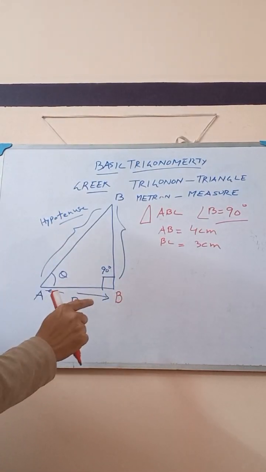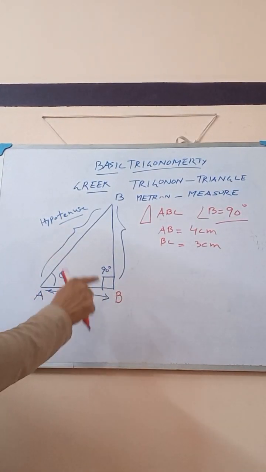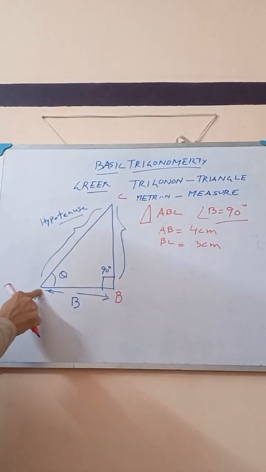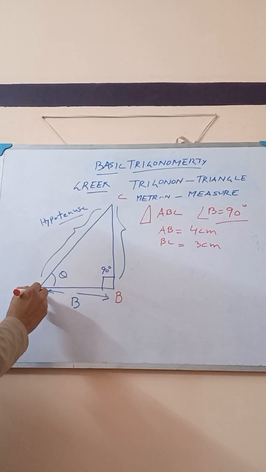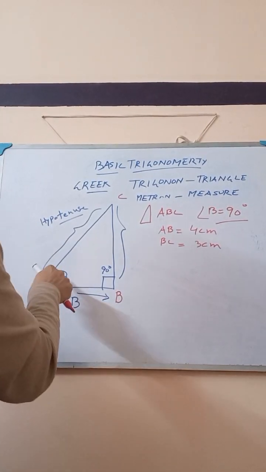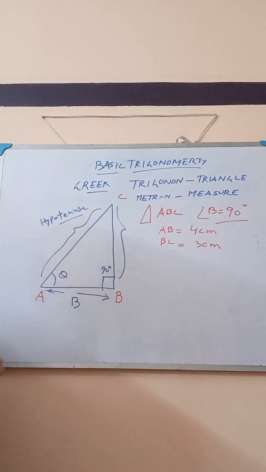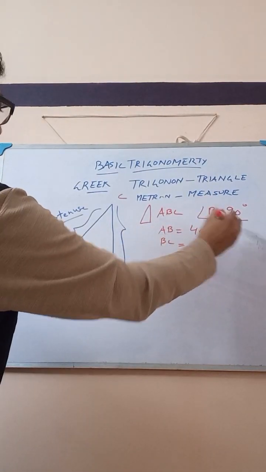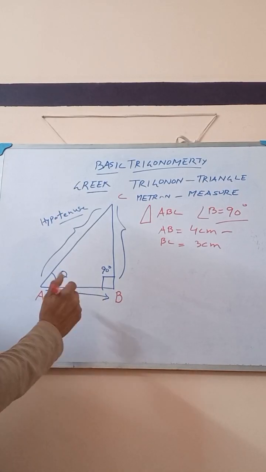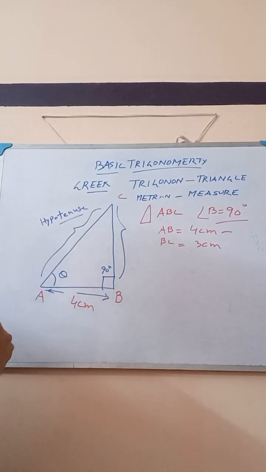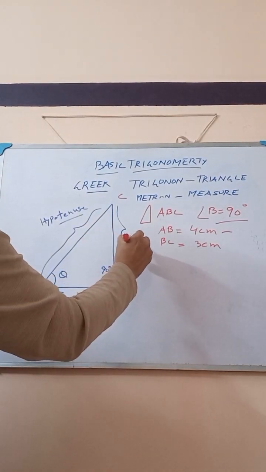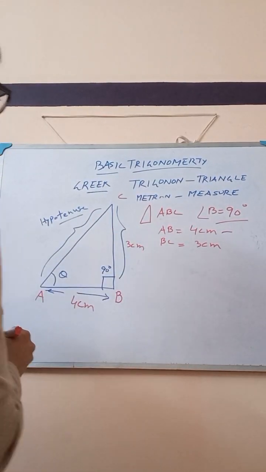This is B. So it will be AB. So this will be C. So this is A, so right angle at B. Now this is angle theta. Now AB is 4 centimeter, given. So AB, this one, is 4 centimeter and BC, that means this one, is 3 centimeter.